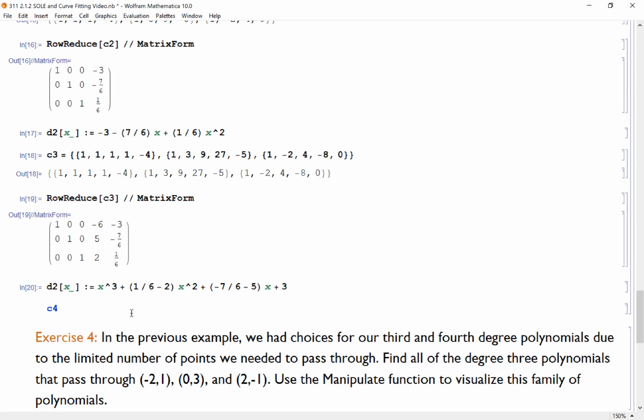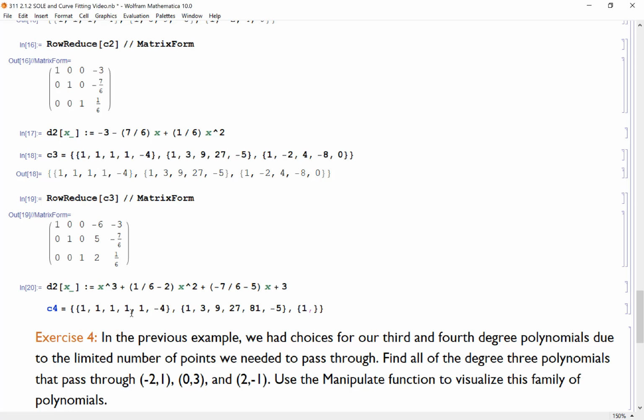Now we need a similar thing with a 4th degree polynomial. So now we have 1 in the first, 1 squared, 1 cubed, 1 to the 4th equals -4. And it's good to read this out to yourself because it is getting confusing here. 1, 3, 3 squared, 3 cubed, 3 to the 4th, and that has to add up to be -5.